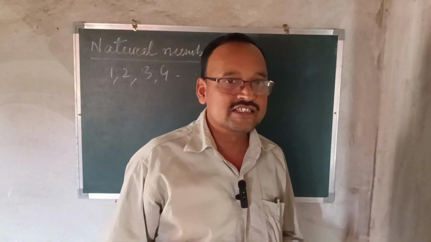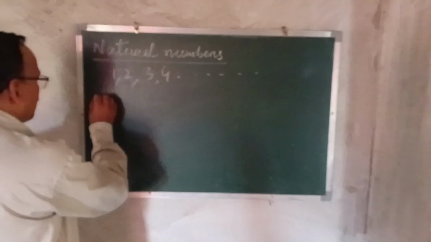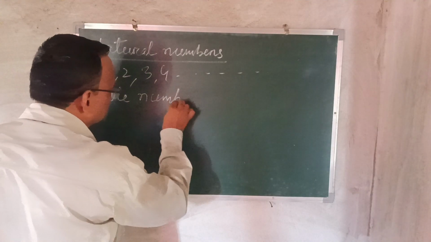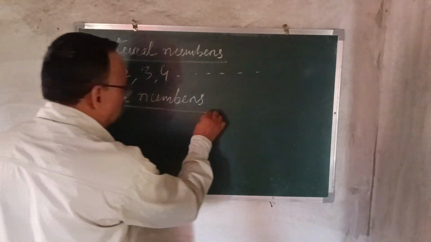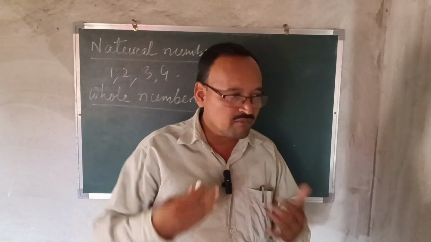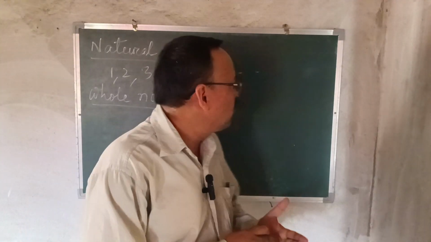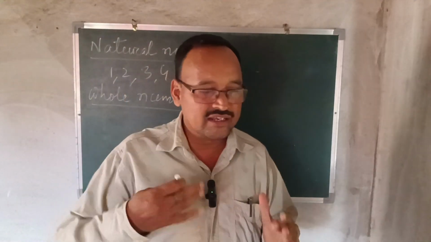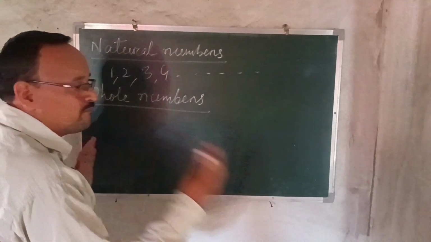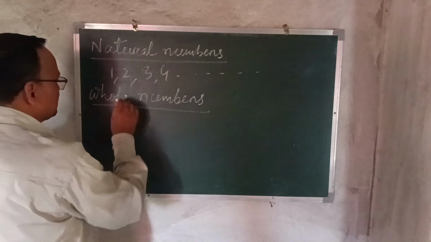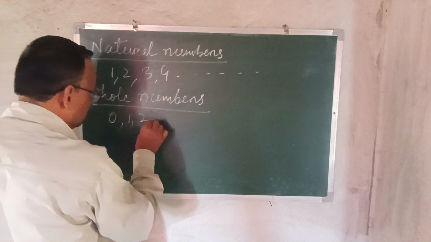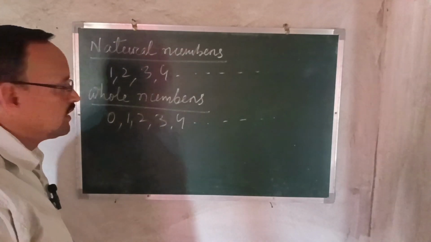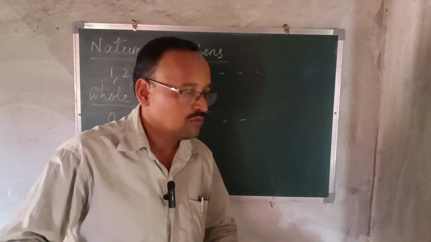And then second, whole numbers. What are whole numbers? Whole numbers are 0 and the natural numbers. When they combine, they form the whole numbers. So what are they? First, 0, 1, 2, 3, 4, etc. These are whole numbers.